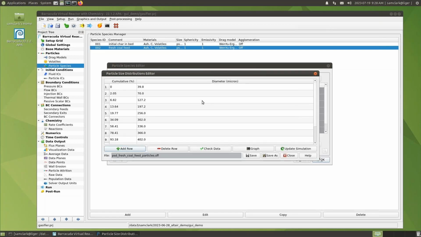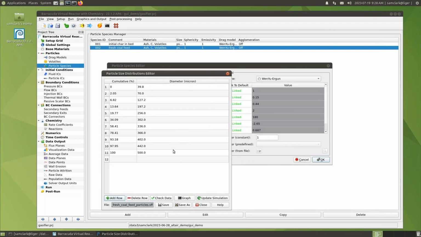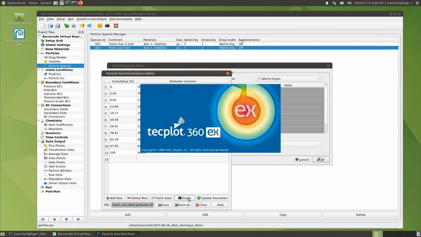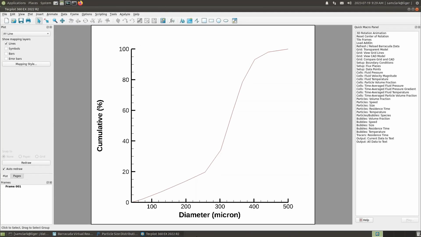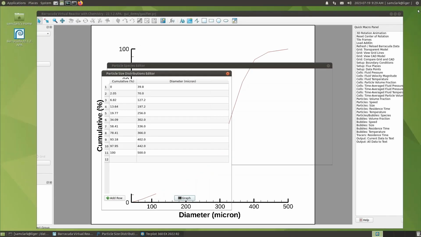Peter mentioned that size distribution is a big deal in these types of systems. Barracuda comes with the capability of defining any size distribution that you want. Typically people will measure their particle size distribution and put the tabular data into Barracuda. This is another instance where we have a button that's integrated with Tecplot so that you can visualize your size distribution in that way.